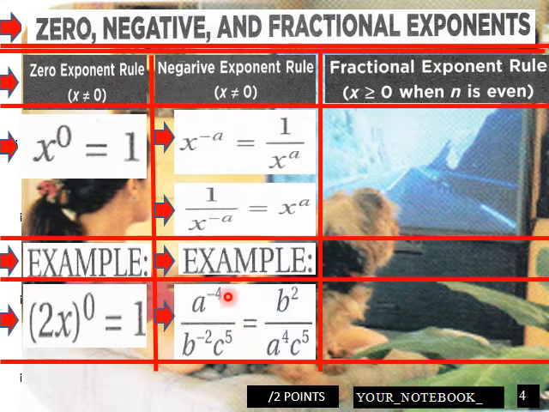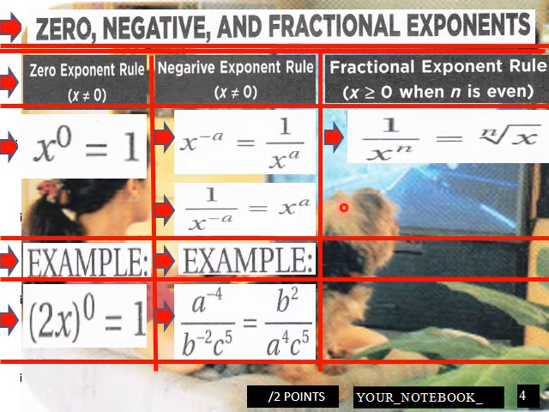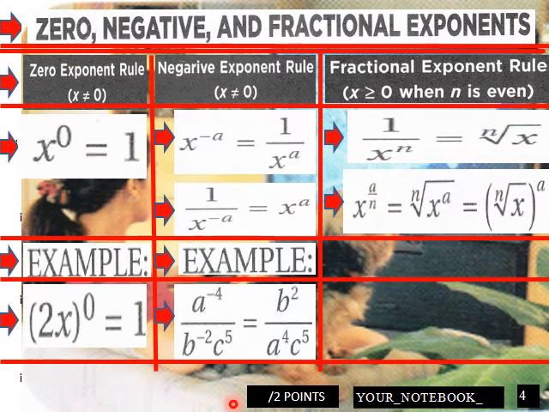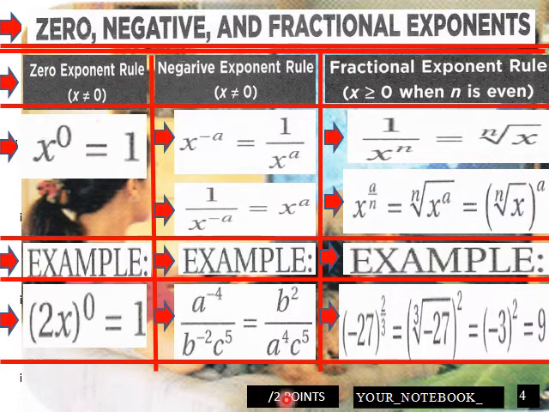Here's an example here. These reciprocate down, this goes up. This stays where it is. And then 1 over x to the n, this would be the way it would look, the nth root of x. X to the a to the nth would be x to the a power to the nth root, and this would be the way that you would further simplify that. An example here would be negative 27 to the 2/3 power would be the cube root of negative 27 squared, which would be negative 3 squared, 9.